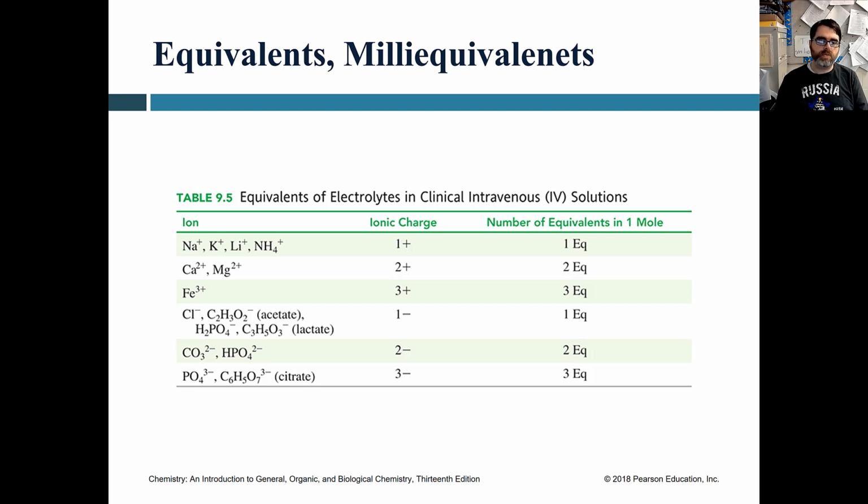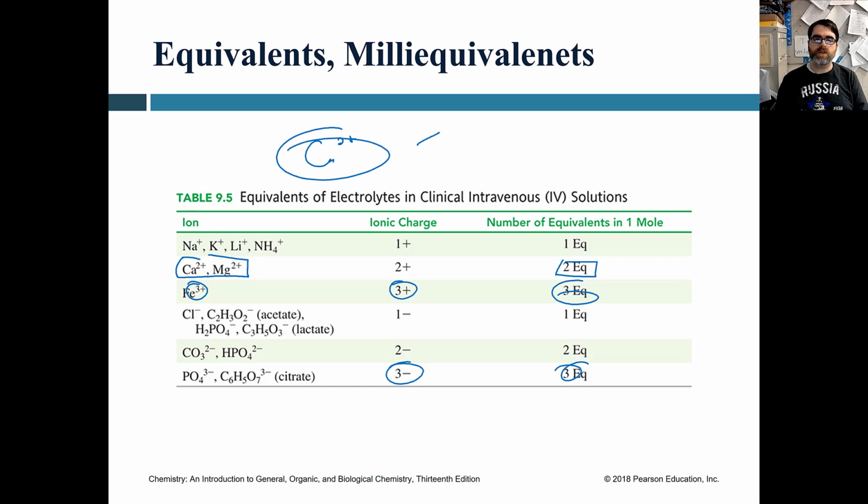Now, something that example doesn't show that we get to see here on the chart is that if we have a 2+ charge, then we get 2 equivalents. A 3+ charge, or 3- charge, we then get 3 equivalents. And so it's measuring not the number of pieces, but the charges. A calcium ion is 1 piece, but it gives us 2 positive charges. And so then that 2 positive is 2 equivalents.